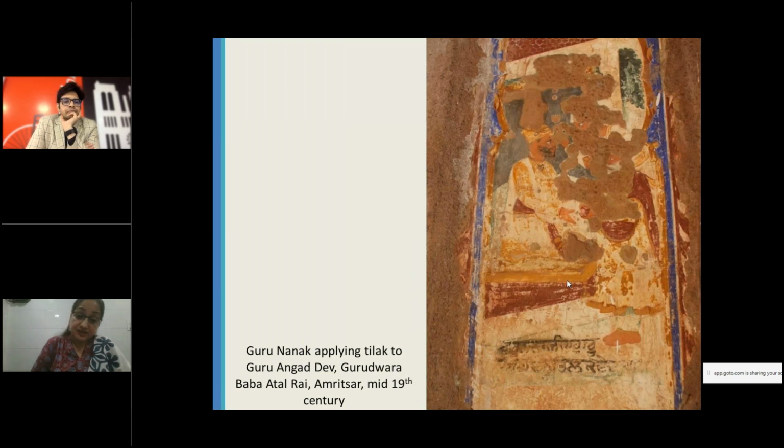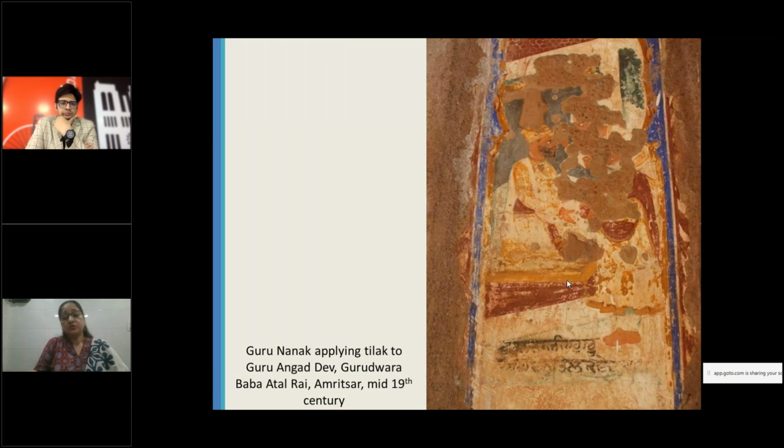This is a fresco painting. Fresco means a wall painting from Amritsar. It is from the Gurdwara Baba Atal Rai. And here what we see is Guru Nanak is applying a tilak to Guru Angad Dev for giving him the Gurgaddi. That is, he's appointing him as the next Guru.